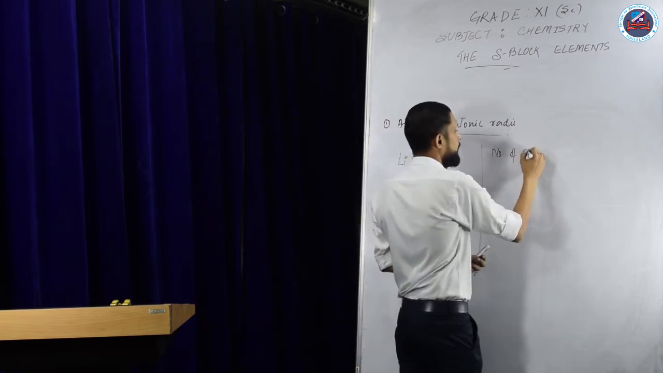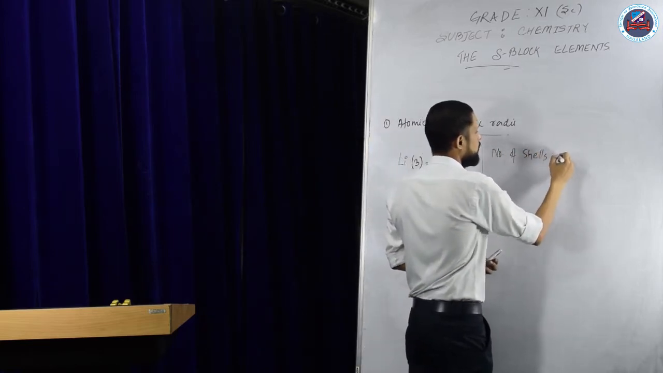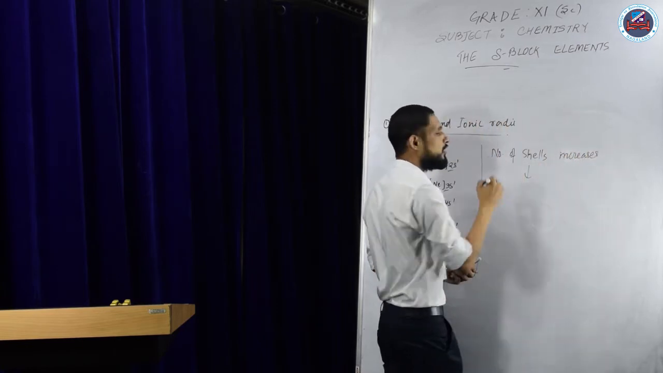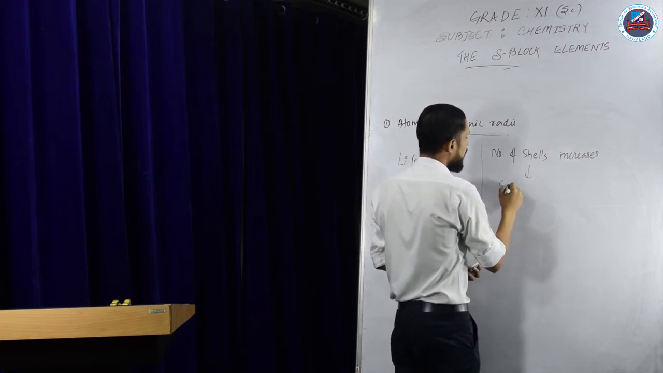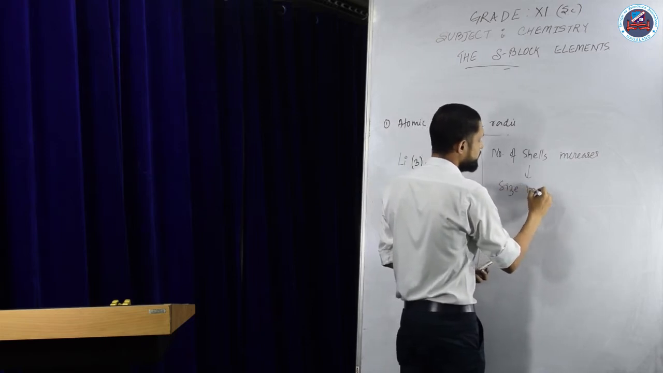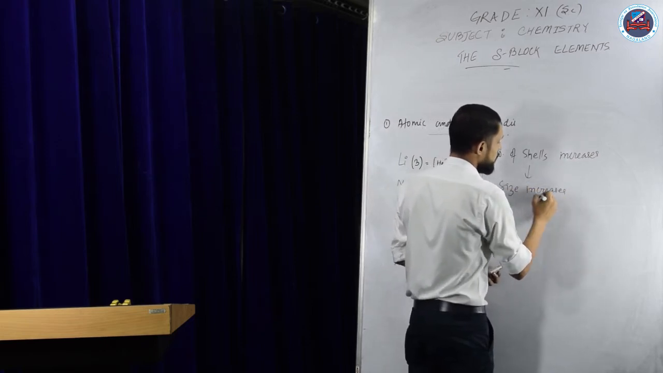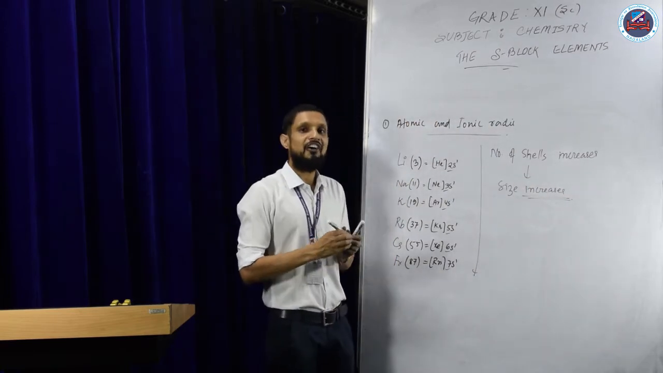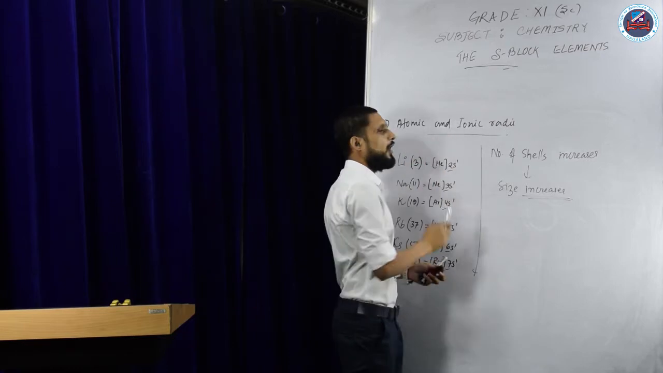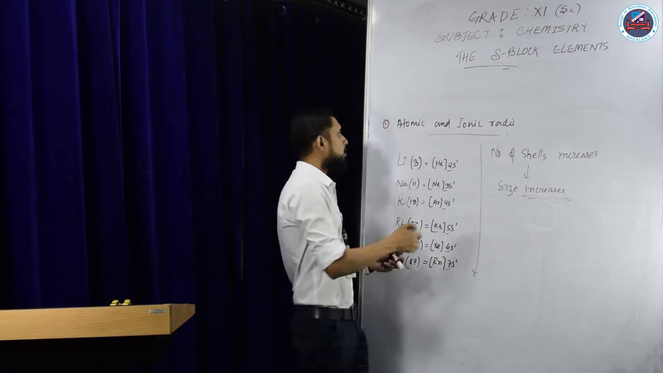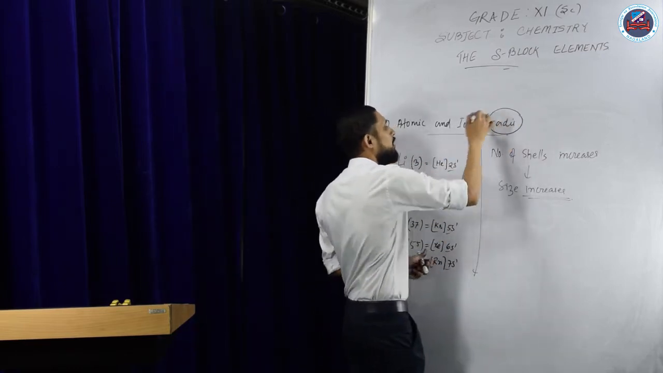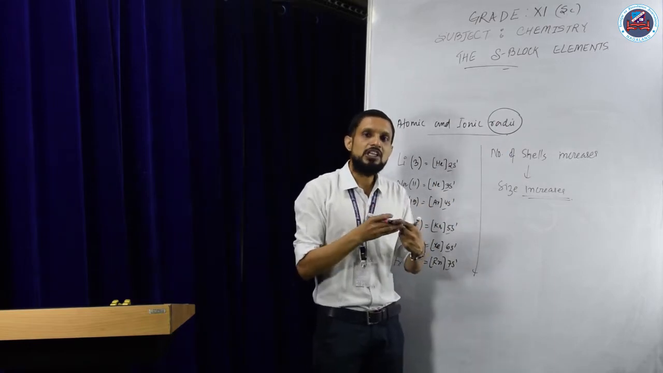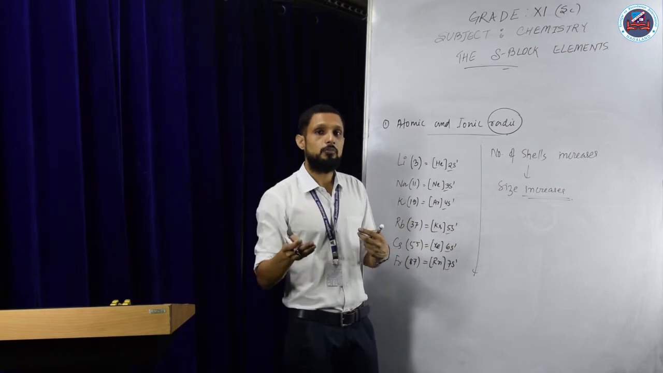Number of shells increases. And we know if the number of shells increases, the size also increases. Now let us see how it affects the atomic and ionic radii. Radii is the distance from the nucleus to the outermost shell.